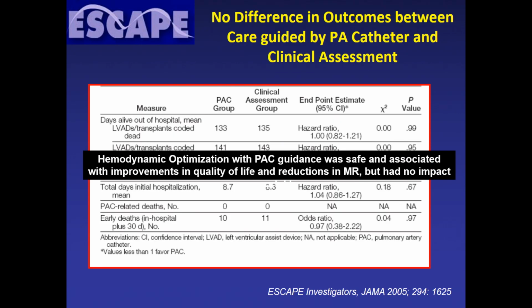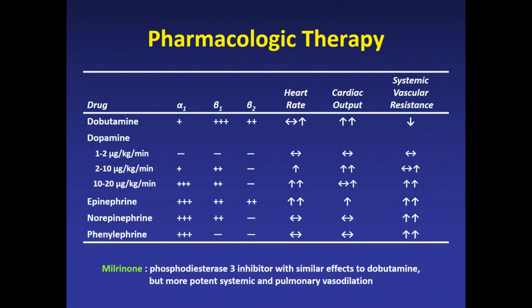However, with use of the pulmonary artery catheter, hemodynamic optimization was associated with improvements in quality of life and reductions in mitral regurgitation. There was no safety signal in this trial suggesting that in selected patients with shock there still may be value. Realize that patients enrolled in ESCAPE were not those with critical cardiogenic shock, who would be those that we're focused on in this talk. So those data apply less clearly, and we don't have trials of routine pulmonary artery catheter usage in patients with cardiogenic shock.